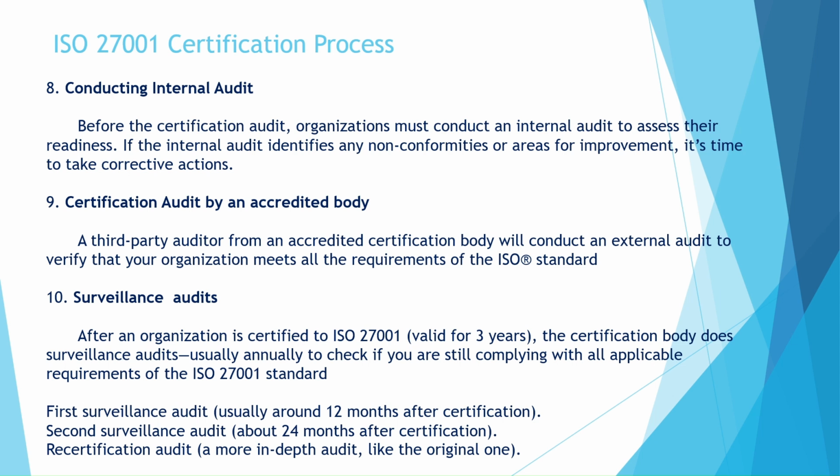Typically, an ISO 27001 certificate is valid for 3 years. The certification body does the surveillance audit, usually annually, to check if you're complying with all the applicable requirements. The first year will be the surveillance audit, and then the second year will again be a surveillance audit, and the third year will be a recertification audit. You don't have to worry much about this for now. I'll explain in detail about what a surveillance audit is, how it is performed, and the recertification audit, and how actually an audit is conducted in my upcoming videos.